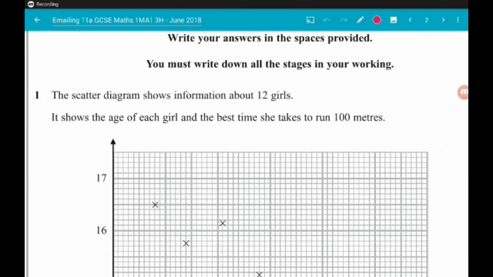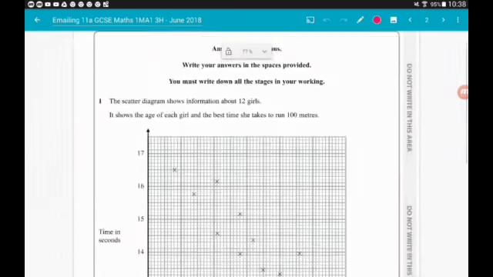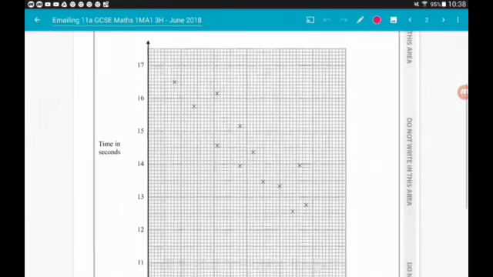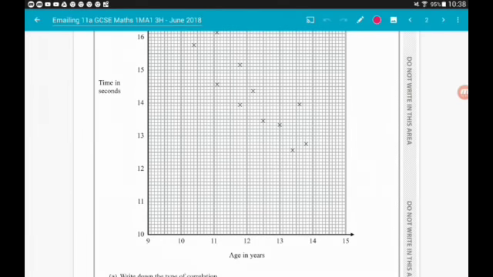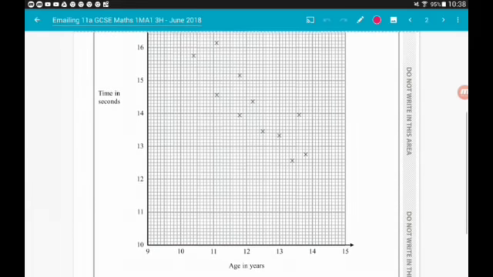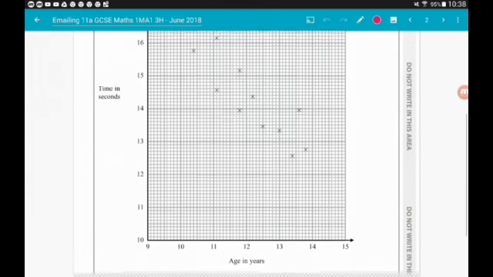Question 1. A scatter diagram shows information about 12 girls. It shows us the age of the girl and the time they take to run 100 meters. So, there's our lovely scatter diagram. We've got age along the bottom and then the time in seconds going up the side.